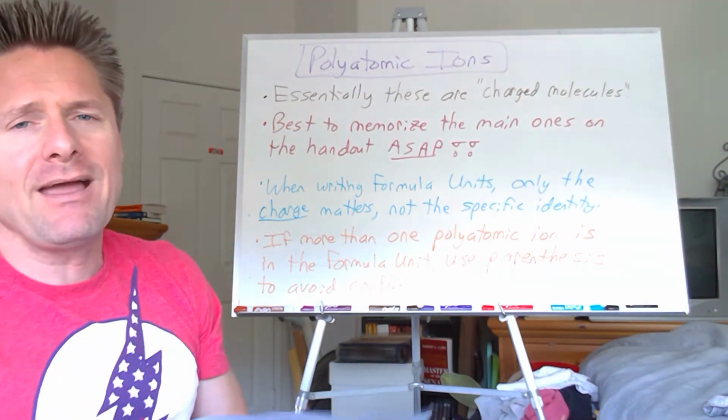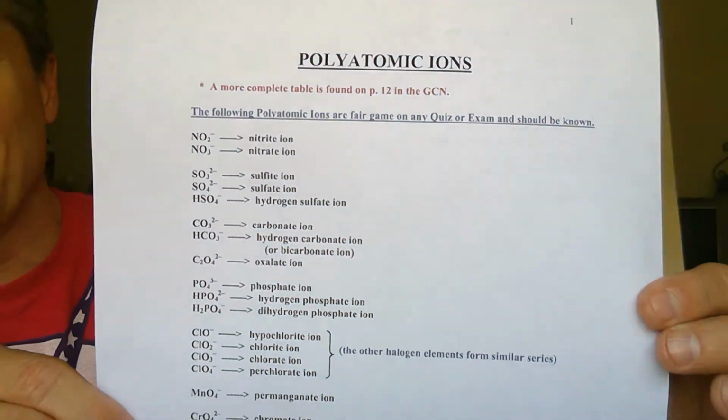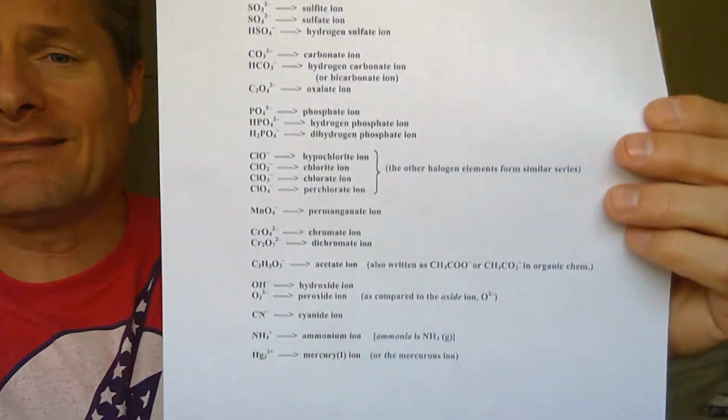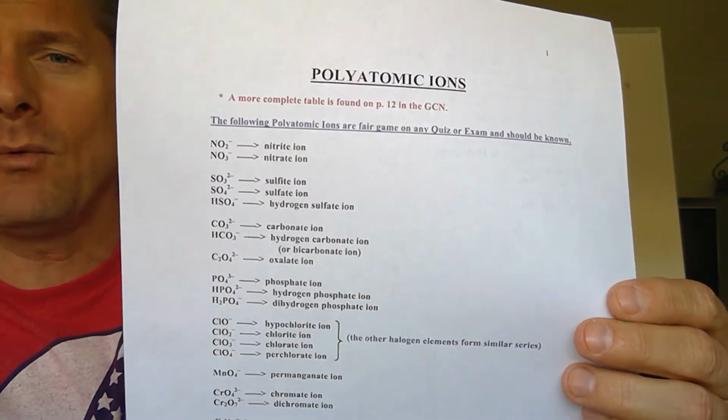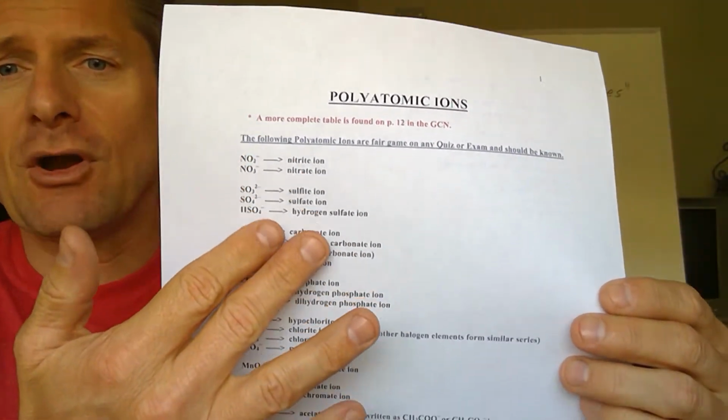So the polyatomic ions, I'm not going to go through all the details. Just print out my list here. Different teachers have different lists. This is my list of some of the most common ones. Just know these, all right? No way to predict the charges at this point.